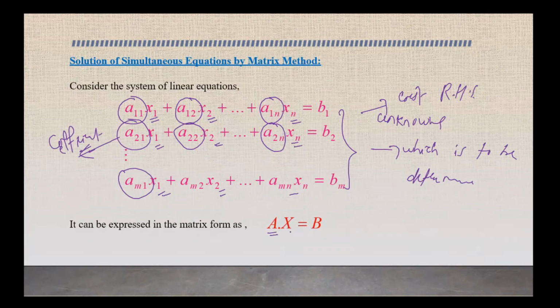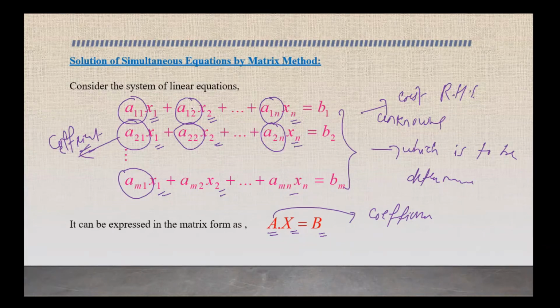by AX = B. Now, what is meant by A, what is meant by X and what is meant by B here? So A means the matrix obtained from the coefficients. To make the matrix of coefficients, we just put the coefficients of the first equation in the first row, the second equation in the second row, the third equation in the third row and so on.